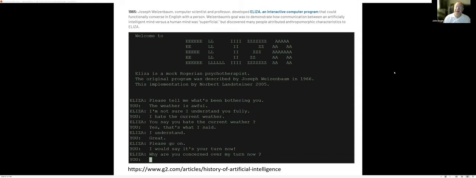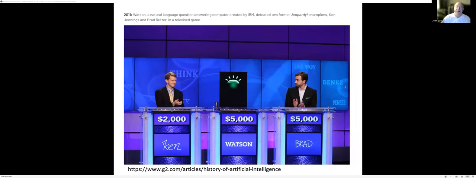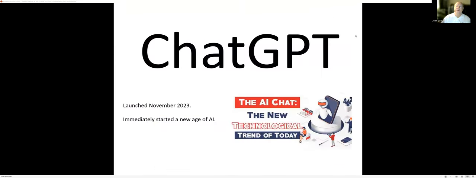ELIZA says, I understand. And it doesn't take them long to figure out that there's not much depth to this. But there is depth to ChatGPT, and we'll have an example of that. And another example, Watson, a natural language question answering machine created by IBM, defeated two former Jeopardy champions. And this is an example of the kind of knowledge that can be built into computers, particularly this one by Watson, natural language question answering computer.